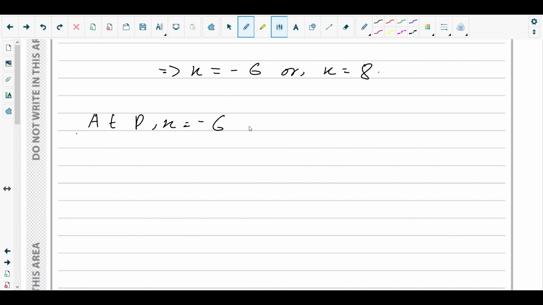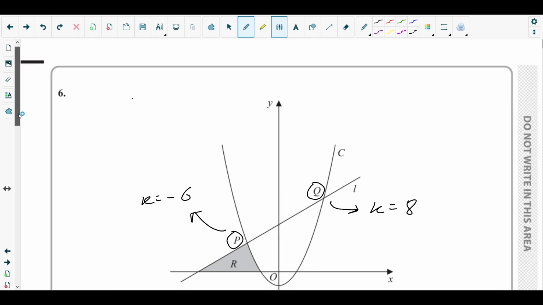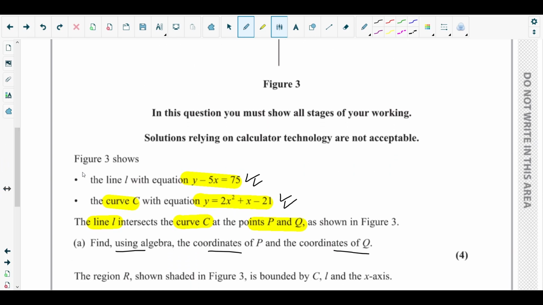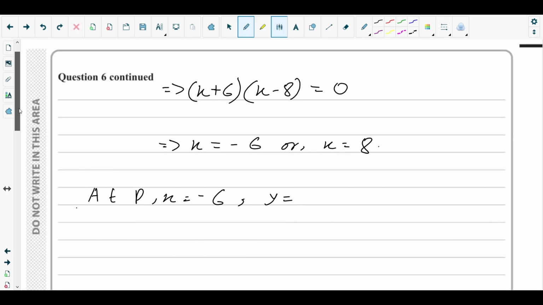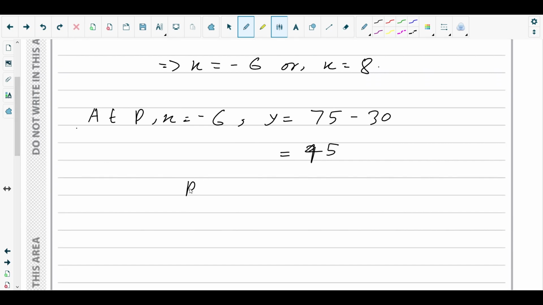Now you can put this x coordinate into any of the equations. Since line L is a linear equation, let's put it there. So you will get y equals 75 plus 5x, right? So 75 plus 5x means 75 minus 30, since 5 times negative 6 is negative 30. So 75 minus 30 would be 45. So we got the coordinates of point P, that is negative 6 and 45.